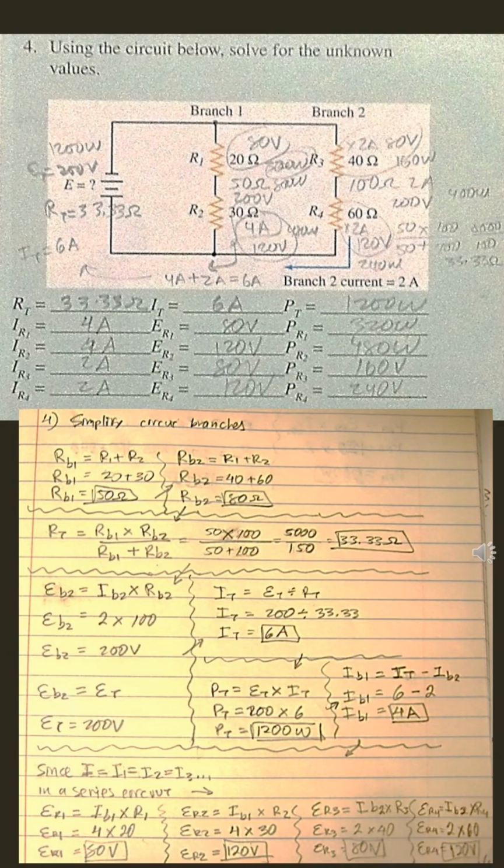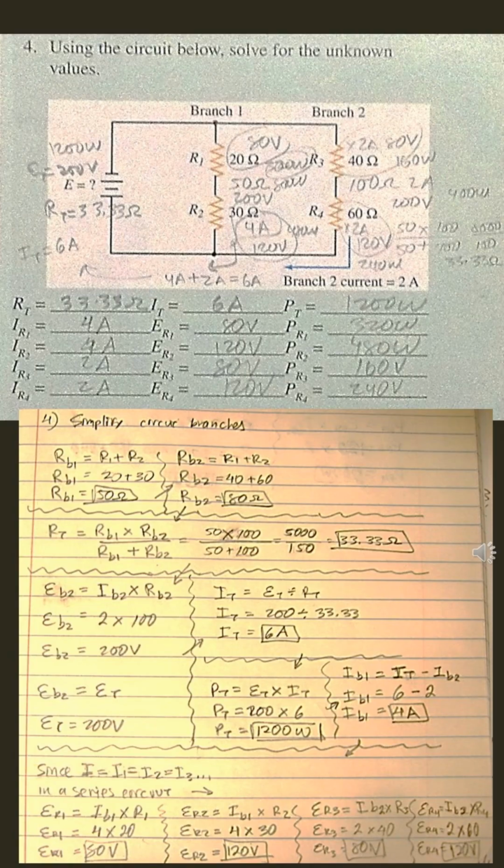The next step is basically figuring out what our branch current is for branch 1, which is the one that's not given, and we simply subtract our current total minus branch 2 current. Whatever's left must be our current at branch 1. So 6 amps, which is your current total, minus 2 amps, which is the given branch current at branch 2, which is 4 amps. So our current at branch 1 must be 4 amps.